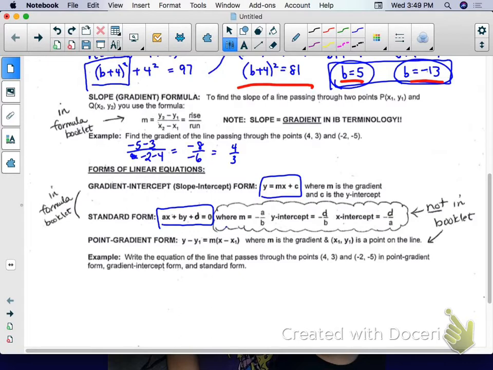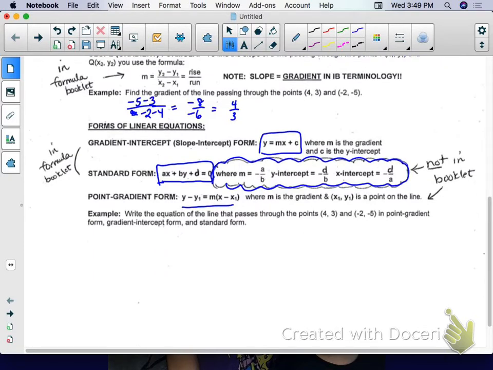Also, all this information right here is super helpful to find your slope and your y-intercept and your x-intercept when you're in standard form, but none of that's given to you. So if you want to know those things, you have to memorize those things. Point gradient form, or point slope form is what we call it. That one is not in your formula booklet, but that is something that you use often, so make sure that you know how to use that.